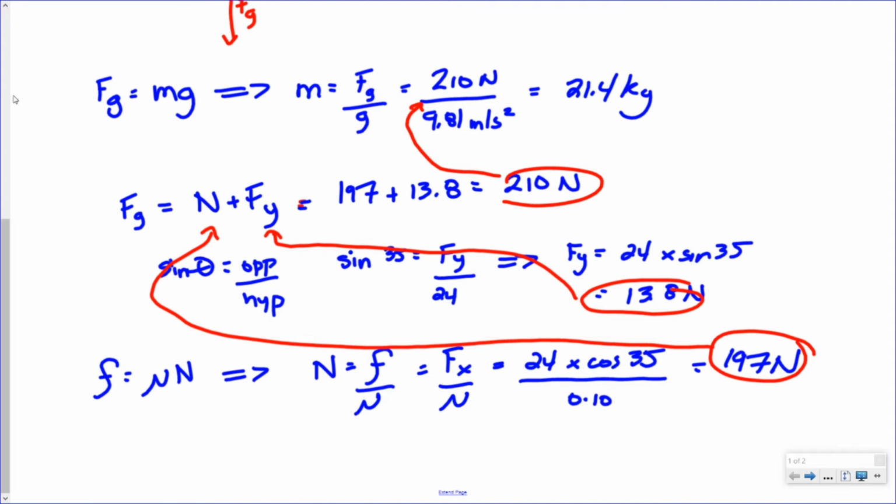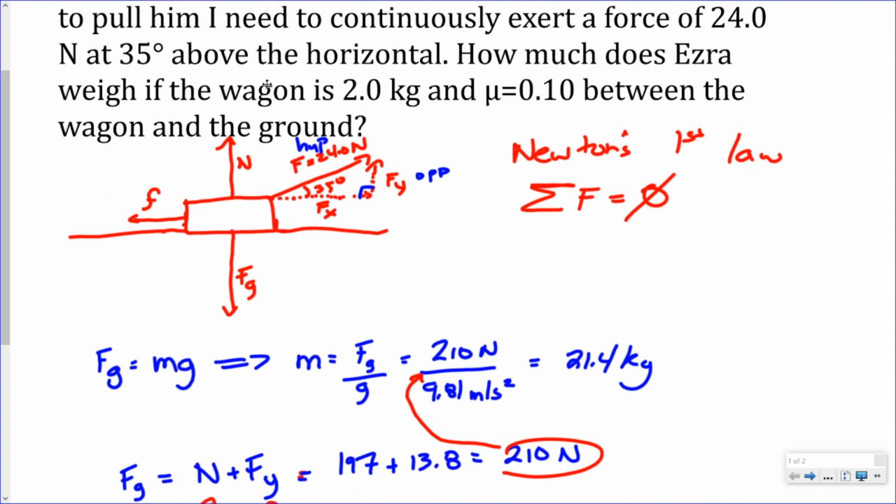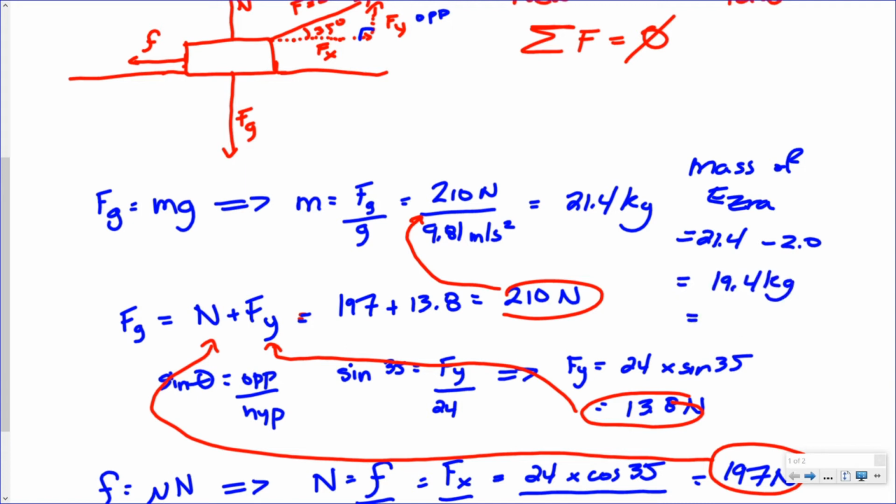Is that the end of the question? So close. I threw you a little extra in this question. How much does Ezra weigh if the wagon itself is 2 kilograms? So the mass of Ezra is just 2 kilograms less than this. So mass of Ezra equals 21.4 minus 2.0 gives me 19.4 kilograms. And I believe we should be to 2 significant digits, so 19 kilograms.